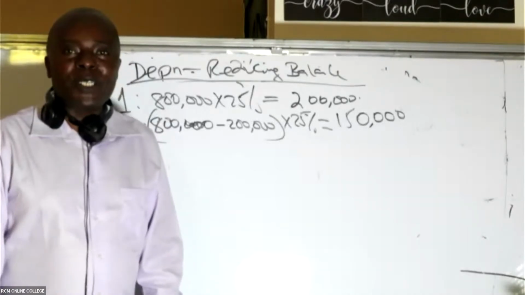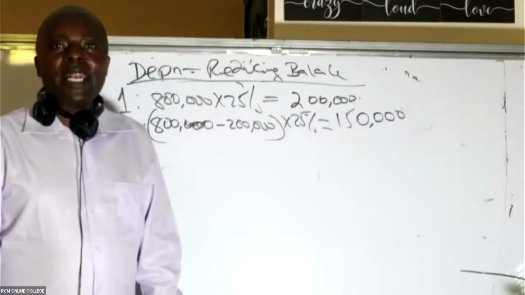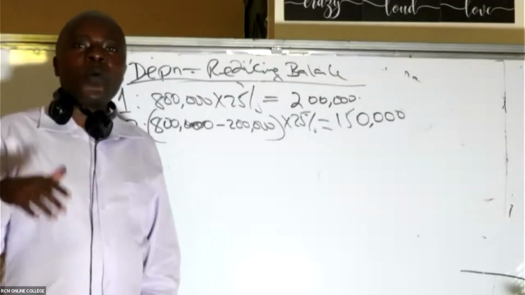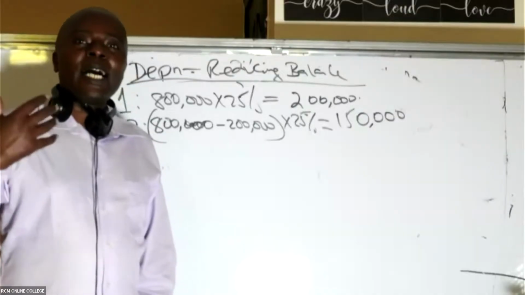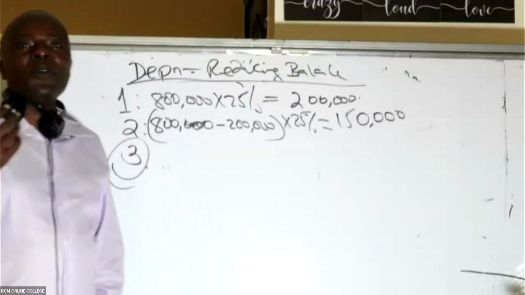Because this project has got 3 years, and if the 3rd year is the last year, we don't apply the percentage. We're going to use the balancing allowance method. The last year, we don't apply the percentage.